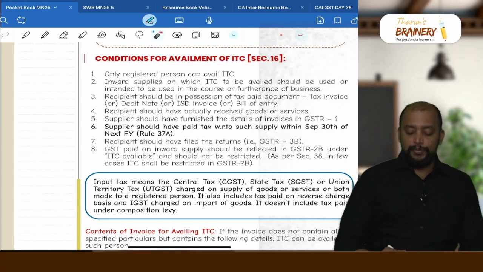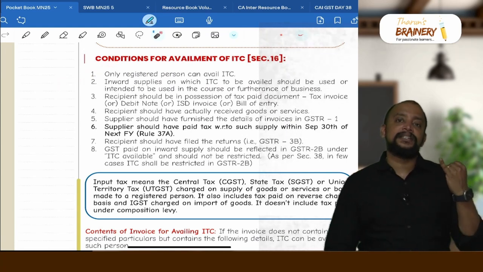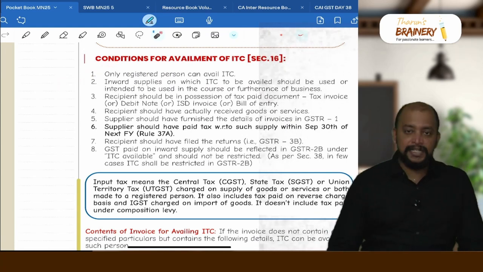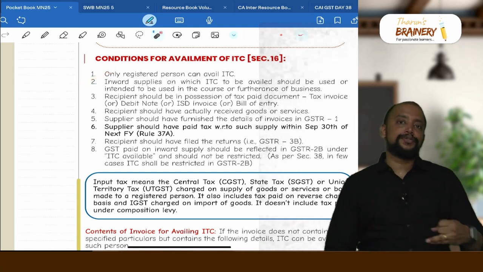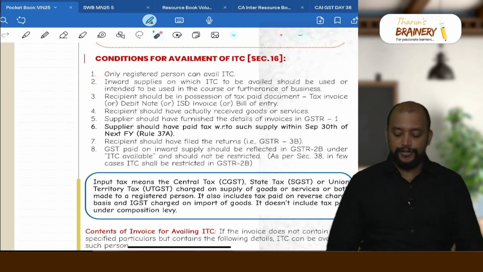Which says, point number 1, only a registered person can avail ITC, an unregistered person cannot avail ITC. Number 2, the inward supply should be used or intended to be used in the course or furtherance of business.